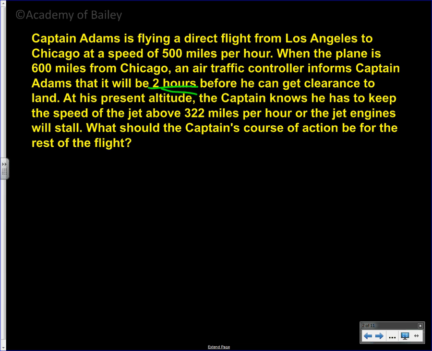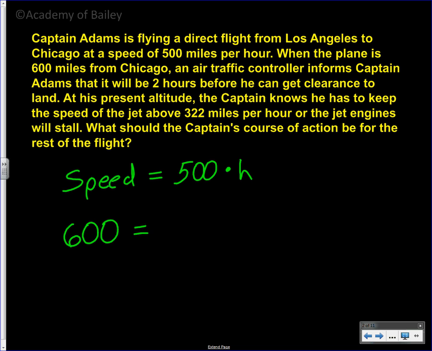Well, let's think about this here now. Okay, so his plane speed is equal to 500 miles times the hours. Speed of 500 miles per hour. That's where I got that from. So we know that if he is 600 miles away, he has 600 miles to go. Let's call this speed 1. So he's playing 600 miles away, and he only has 2 hours to go.